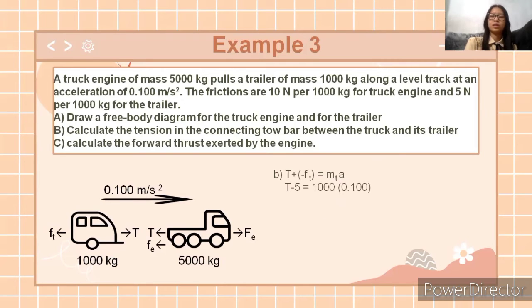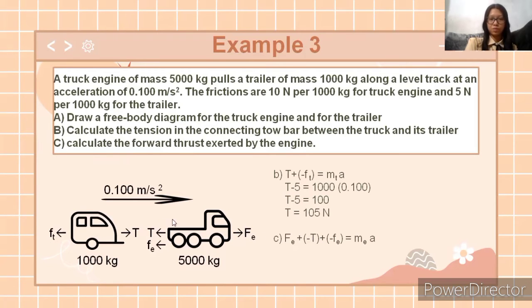P minus 5 is equal to 1,000 times 0.100. P minus 5 is equal to 100, so P is equal to 105 Newton. Next, calculate the forward thrust exerted by the engine. So we are going to find Fe.